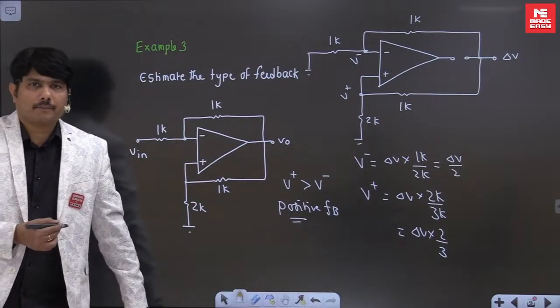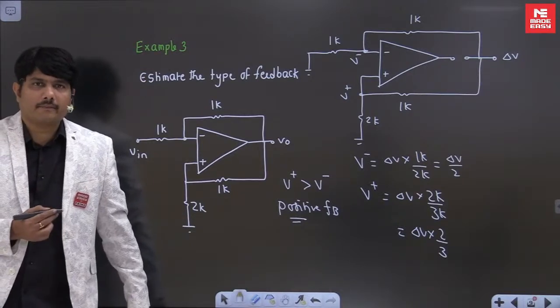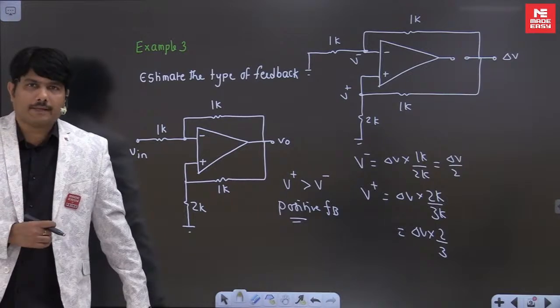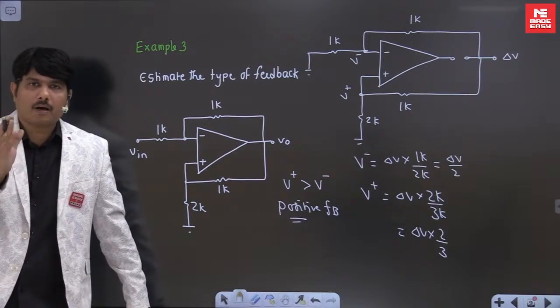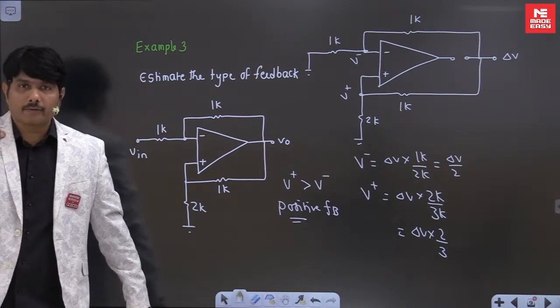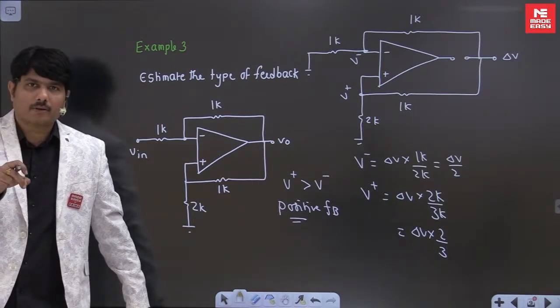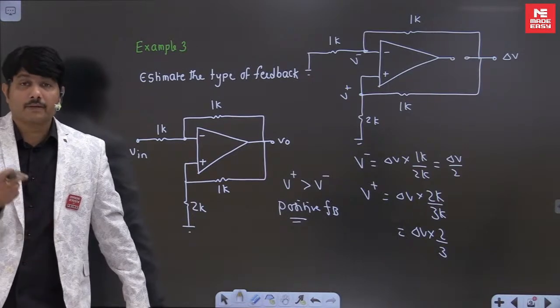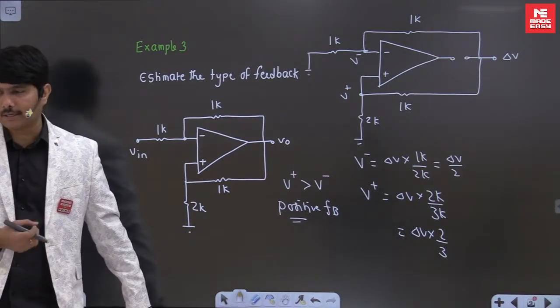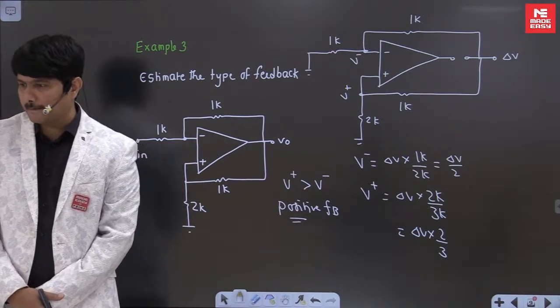If somebody by chance asks you what is the output for this, we should not start doing the problem, because common sense is required. Whenever the system works under positive feedback, it's not required to solve anything. The output will become plus or minus V saturation. Simply tell the saturation answer. If it is a negative feedback, then we'll apply the virtual ground concept and solve the question. If it is a positive feedback, don't solve anything. Output you can say plus saturation or minus saturation. So I'm expecting this is good.